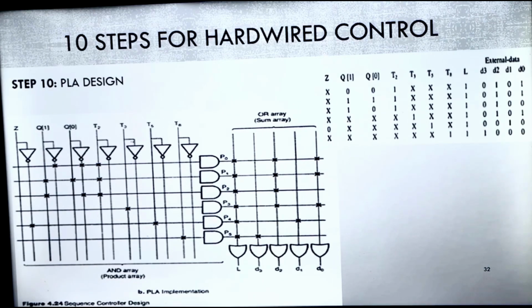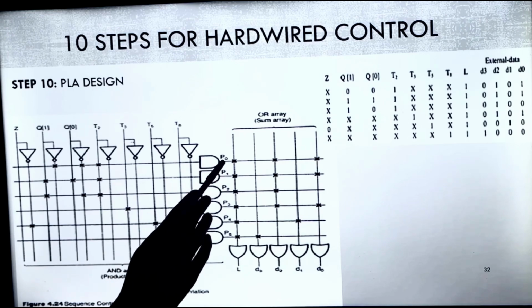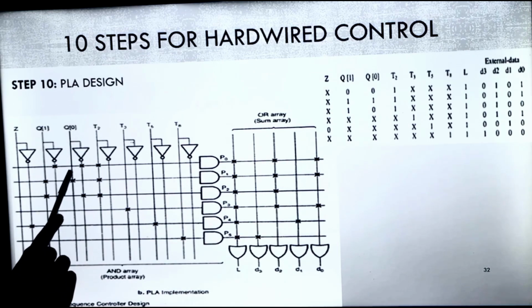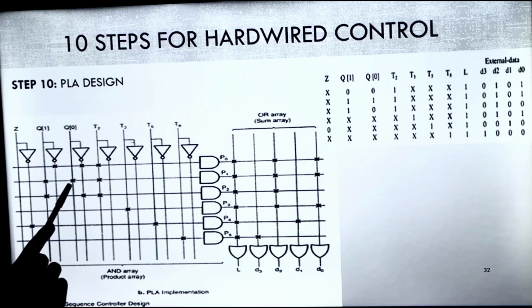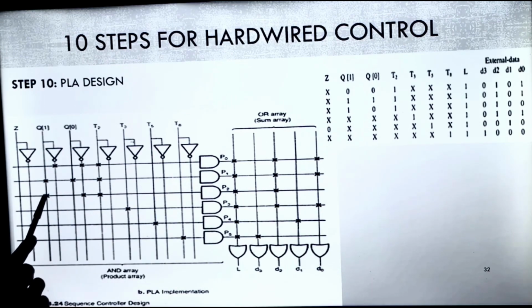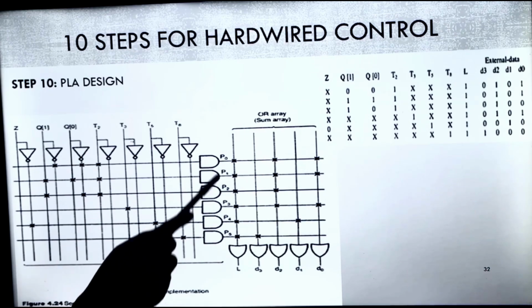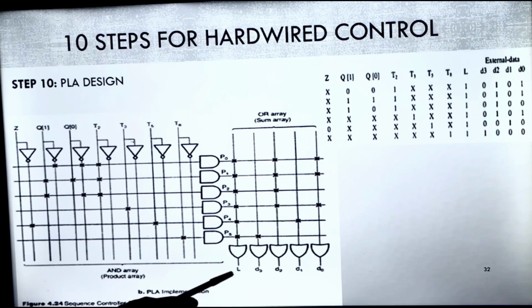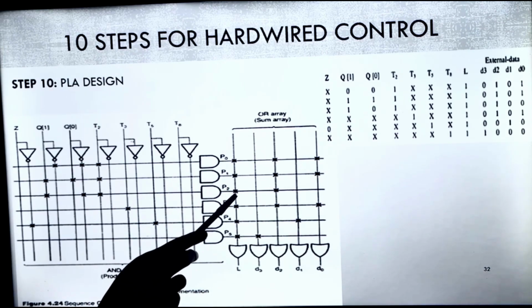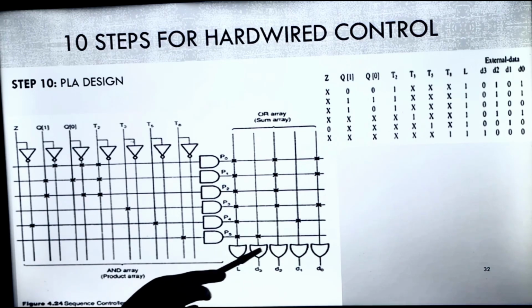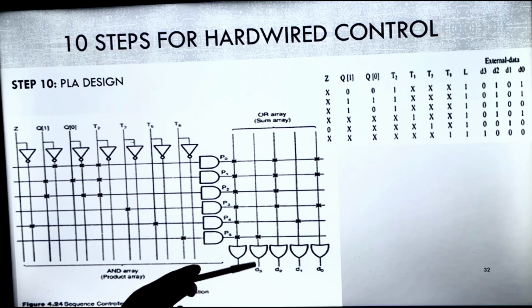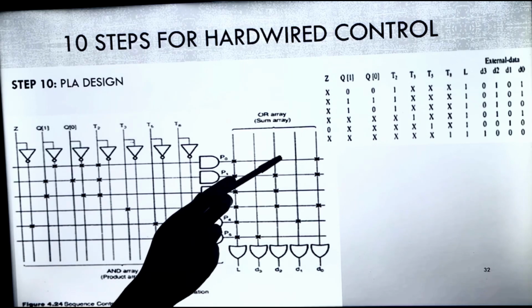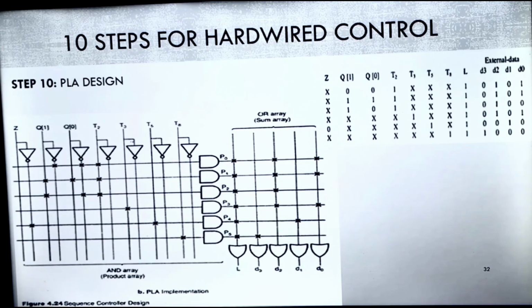Now if I ask you to write down the equations, if I ask you what will be P0, can you tell me? Yes, P0 is nothing but Q1 bar dot Q0 bar dot T2. Then P1 is what? Q1 dot Q0 dot T2. What is P2? P2 is equal to Q1 dot Q0 bar dot T2. From here you can easily find out the equations, right? And this side also, if I ask you what is L, L is P0 plus P1 plus P2, P3, P4 and P5. What is D0? P5. What is D2? D2 is P0 plus P1 plus P2 plus P3, right? So like this you can draw all the equations.